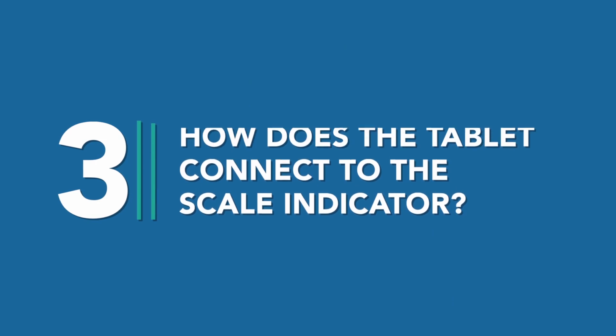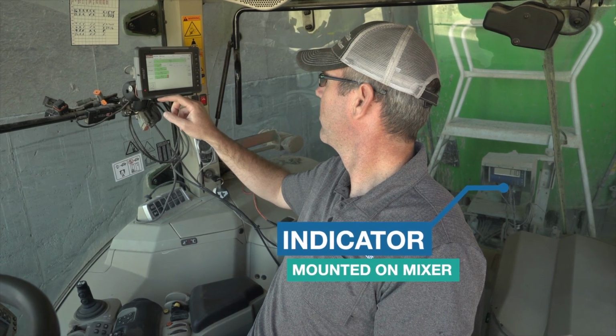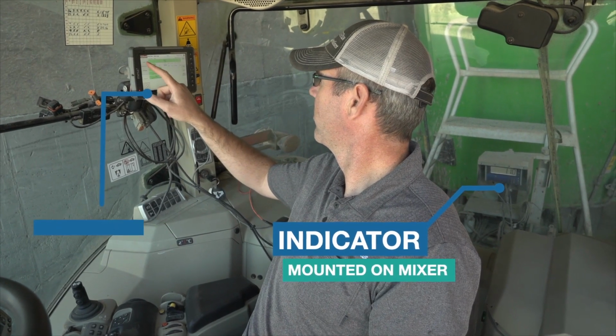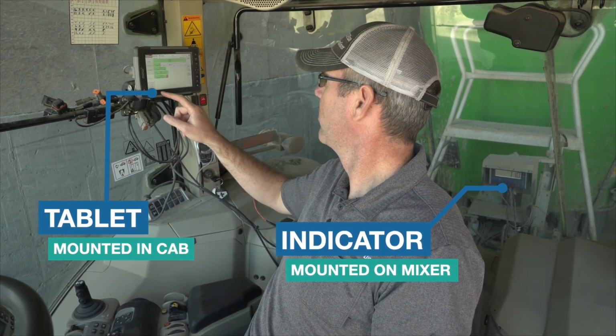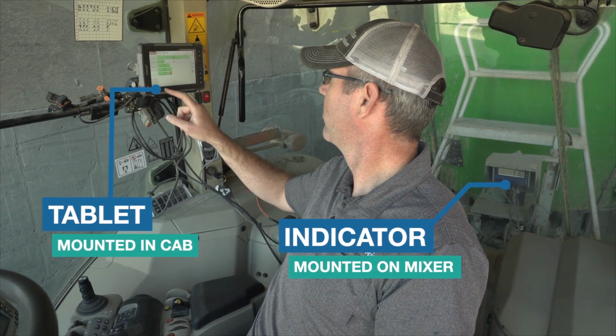Okay, number 3. How does the tablet connect to the scale indicator? There are lots of ways to connect the scale indicator to the tablet, but there are 2 or 3 more common options. Number 1, you mount the scale indicator on the mixer with the tablet in the cab of the tractor. This is the least expensive option, but it also requires a feeder to see the display on the mixer and a long cable for the tablet to communicate with the scale indicator.